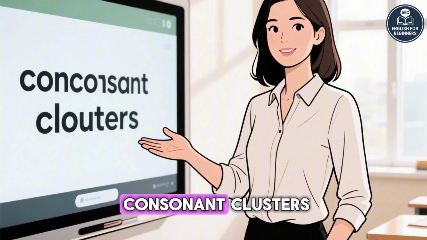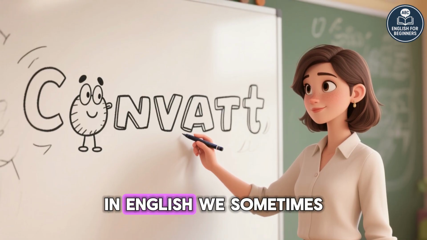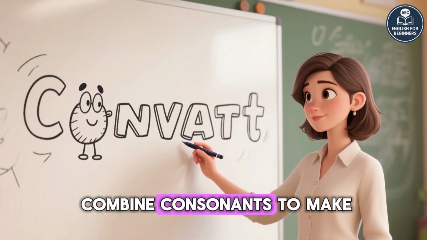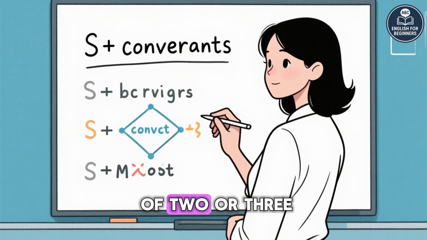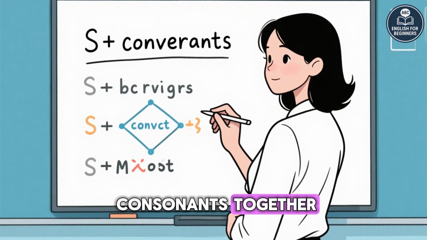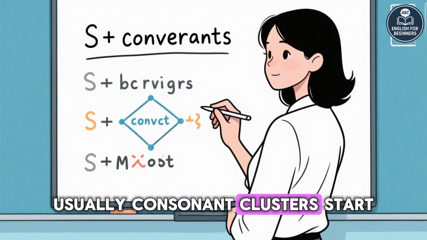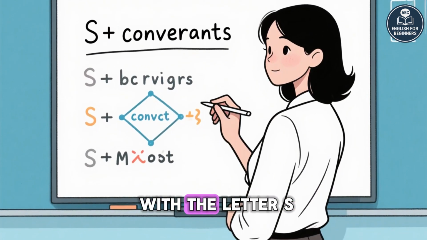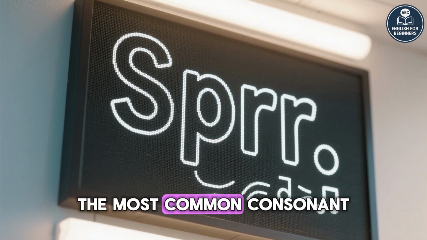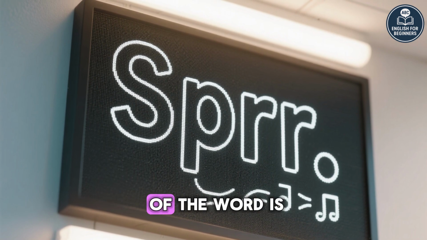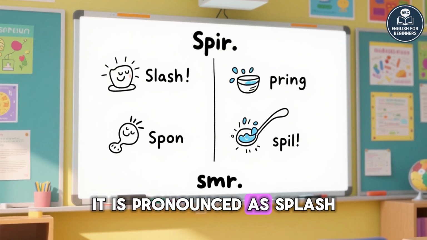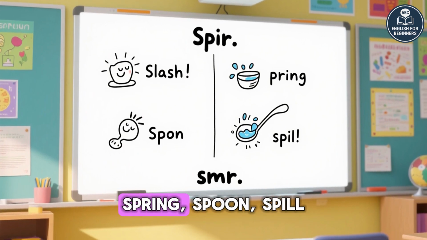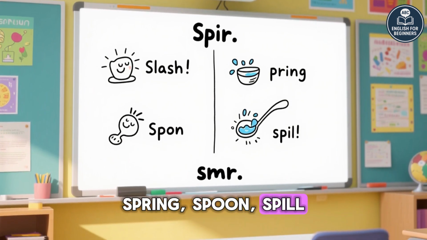Now let's learn the consonant clusters. In English, we sometimes combine consonants to make consonant clusters. This is the combination of 2 or 3 consonants together. Usually, consonant clusters start with the letter S. The most common consonant cluster at the beginning of the word is the cluster SPR. It is pronounced as splash, spring, spoon, spill.